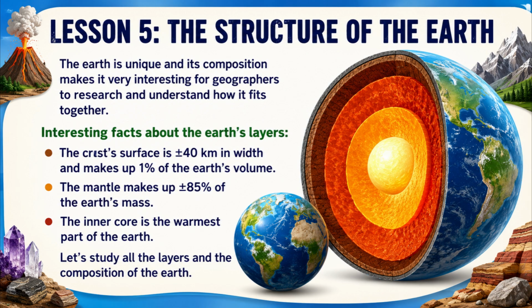Lesson 5. The structure of the Earth. The Earth is unique and its composition makes it very interesting for geographers to research and understand how it fits together. Interesting facts about the Earth's layers. The crust surface is plus or minus 40 kilometers in width and makes up 1% of the Earth's volume. The mantle makes up plus or minus 85% of the Earth's mass. The inner core is the warmest part of the Earth. Let's study all the layers and the composition of the Earth.